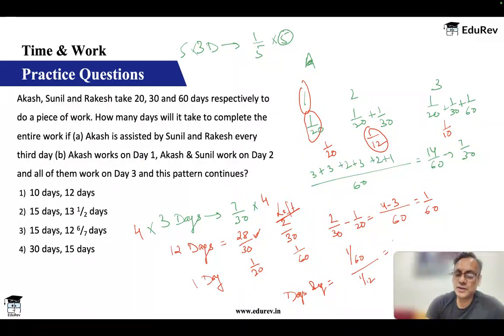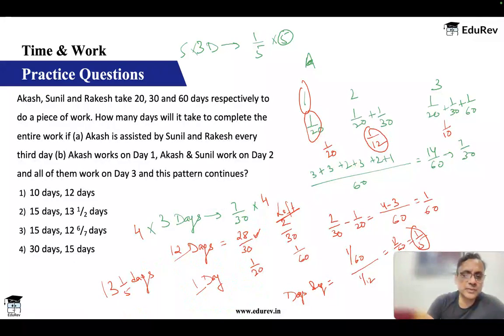Okay, so that is 12 by 60 or 1 by 5. You need only 1/5 of the day. So 12 days, one more day, 13 days, and then 1/5 of the day. So the answer will be 13 1 by 5 days.